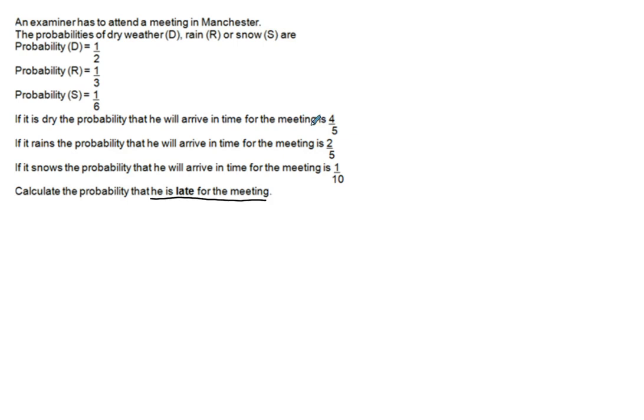Okay, so you can tell that if it's dry, then the probability he will be late is, and you know the sum of all probabilities is 1, or P equals 1. So the probability he will be late is 1/5. If it rains, the probability he will be late is 1 minus the 2/5, which is 3/5. And if it snows, then the probability he will be late is 9/10.